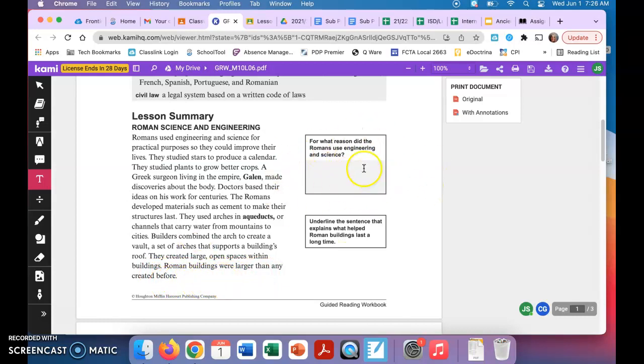So again, the first question is, what reason did the Romans use engineering and science? That you can find right in the beginning of the reading. And then the second one is, underline the sentence that explains what helped Roman buildings last a long time. That you're going to find somewhere in that middle to second half.